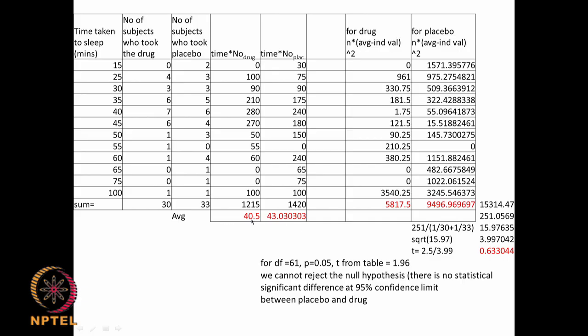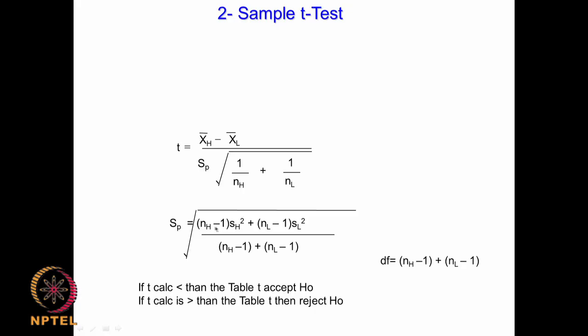So, it took 40.5 minutes on an average for the subjects who took the drug to get into sleep, whereas it took 43 minutes for subjects who took placebo. Now, the question is, 43 and 40 appear to be different, but is 40.5 statistically less than 43 at 95% confidence interval? So, now we need to calculate the standard deviation of each set. Then we need to calculate this n_H minus 1, that means here it could be 30 minus 1, n_L minus 1 could be 33 minus 1.